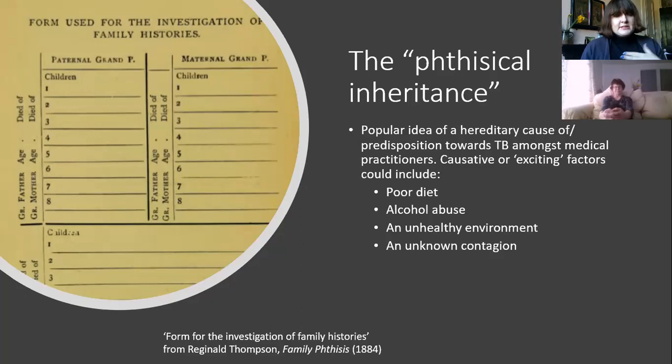And so with TB, the idea was either it was transmitted directly from parent to child, but more often than not, it was this idea of a predisposition towards TB that you inherited, right? So you didn't directly inherit the disease, you inherited a predisposition towards it. And there were a number of exciting factors that could trigger TB to eventually develop. This included stuff like poor diet, alcohol abuse, an unhealthy environment, or an unknown contagion. So it's important to realize that before the TB germ was identified, there was still space in a lot of medical thinking for thinking about, there's probably an unknown biological agent that might be responsible for triggering TB.